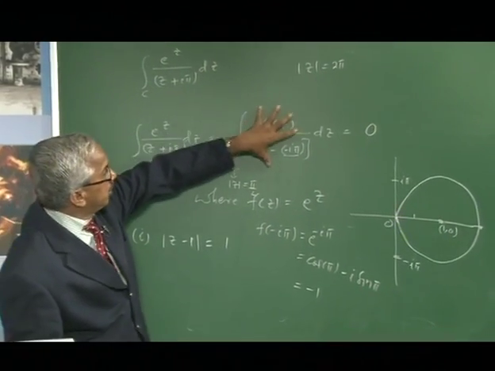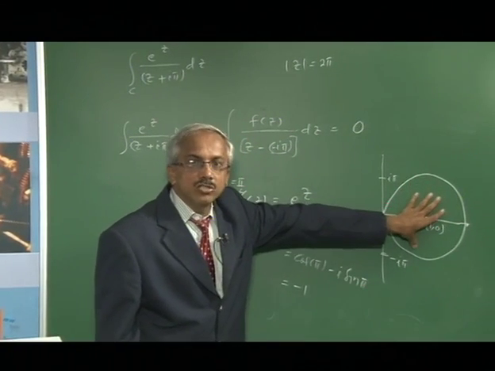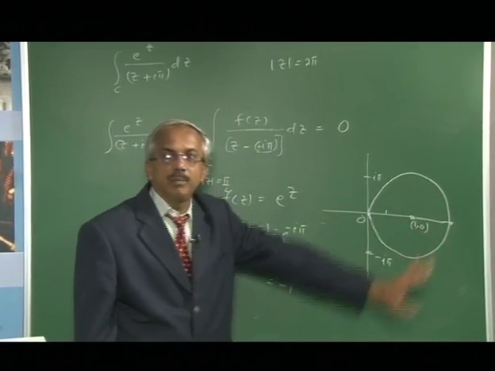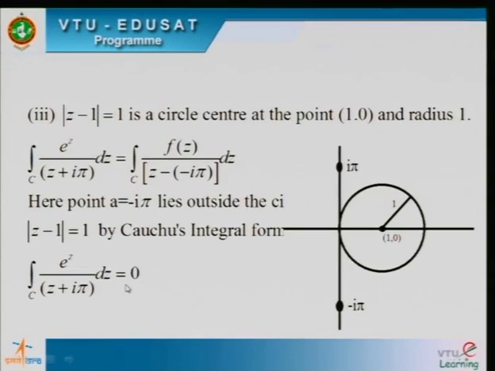This ratio is analytic on this circle and also inside the circle. Therefore, by Cauchy's theorem this result will become 0, which I have written here. Again, |z minus 1| = 1 is a circle with center at the point (1, 0) and radius 1. In this case the same procedure is followed to get that result.